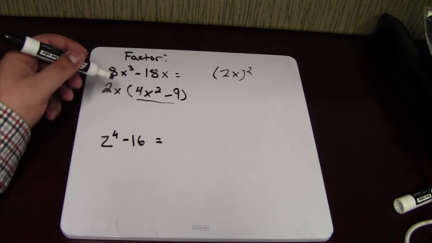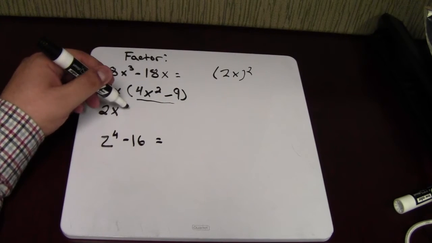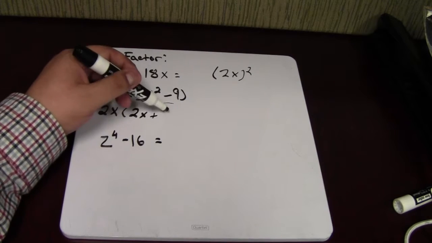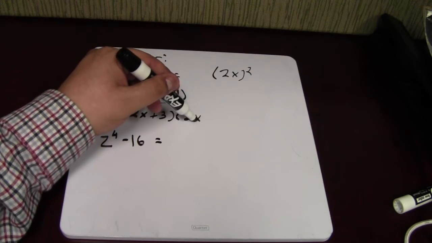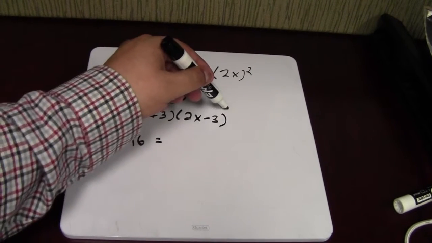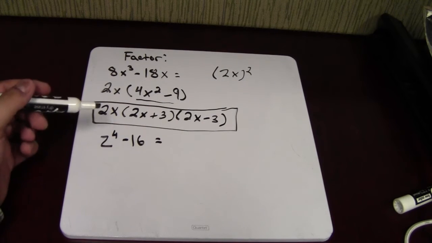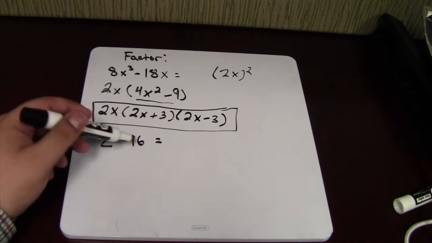So what we can say then is that we can factor this down to 2x, and we can factor this part down to 2x plus 3 and 2x minus 3. So this would be the answer to that. All right, let's take a look at this one. What do we see here? Well, we see again a difference of two squares.